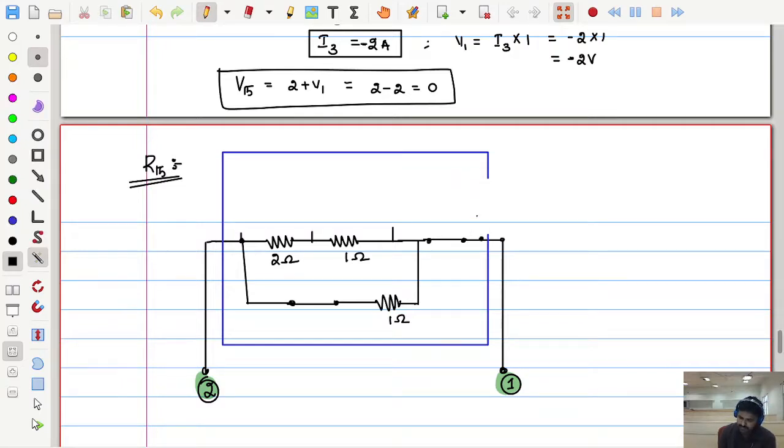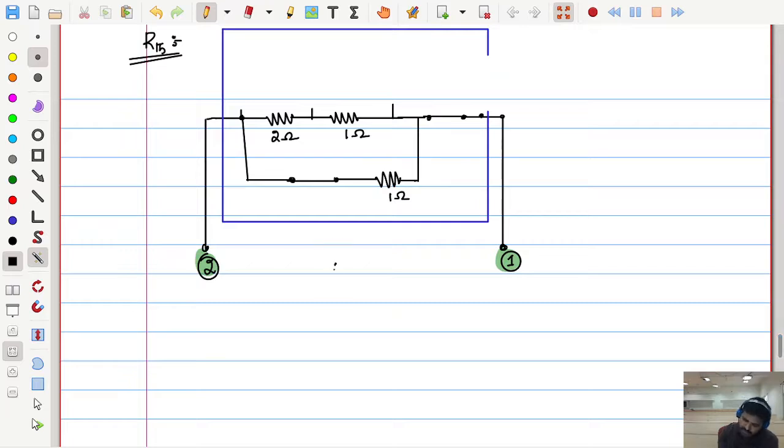Now it is easy. See how much is the resistance between terminals 1 and 2. That is the RTH. Can you tell me directly the RTH value? 2 and 1 are in series, that is 3, in parallel with 1. How much is the resistance? 3 into 1 by 3 plus 1, that is 3 by 4.